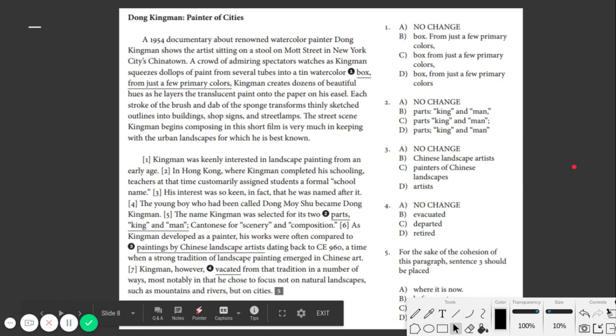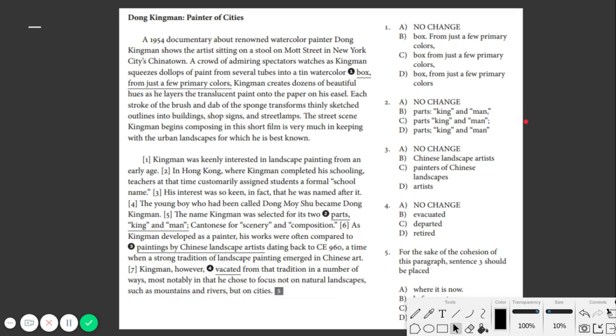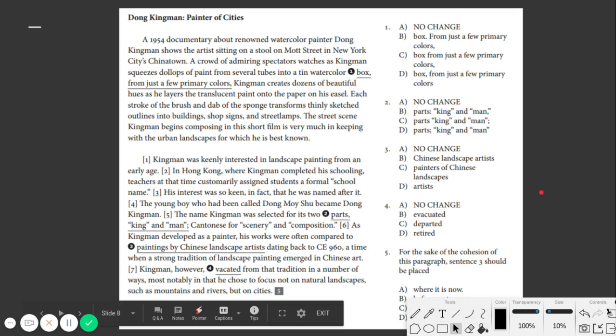All right, so here we have a couple example questions. Today, I'm just going to do number 2 and number 5 because those are 2 different questions, but they are pretty symbolic of what you'll find on the SAT writing section.